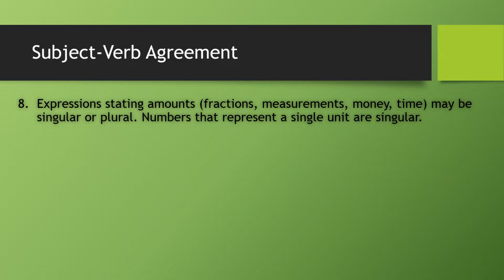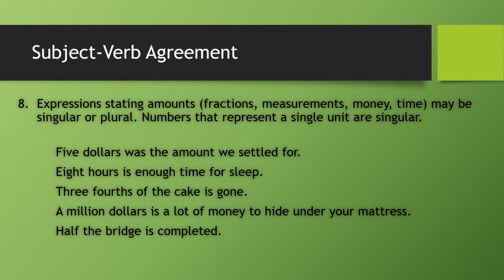Expressions stating amounts, such as fractions, measurements, money, time, may be singular or plural. Now please note the second sentence there. Numbers that represent a single unit are considered singular. Look at these examples. $5 was the amount we settled for. 8 hours is enough time for sleep. 3/4 of the cake is gone. $1 million is a lot of money to hide under your mattress. Half the bridge is completed.